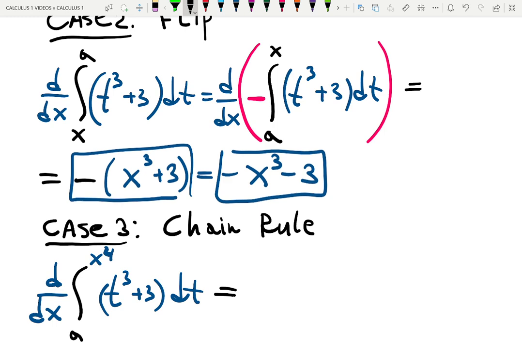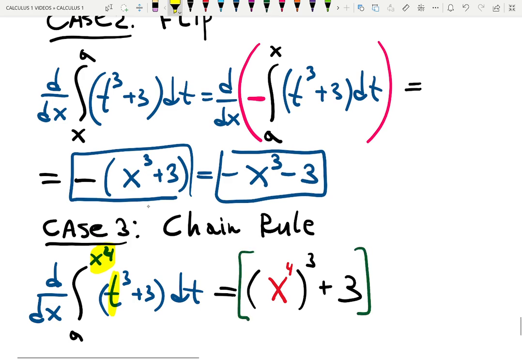Now, this still follows the first step, just plug in. But this time we're plugging not x, but x to the 4 into t. So it's going to be parentheses, t cubed plus 3, but now I have x to the 4 versus just variable x inside of those parentheses. Now this is also not the end, because we need to follow the chain rule. There is a function inside. We need to differentiate this function inside, so we will have to do times, and that's where the chain rule comes in.